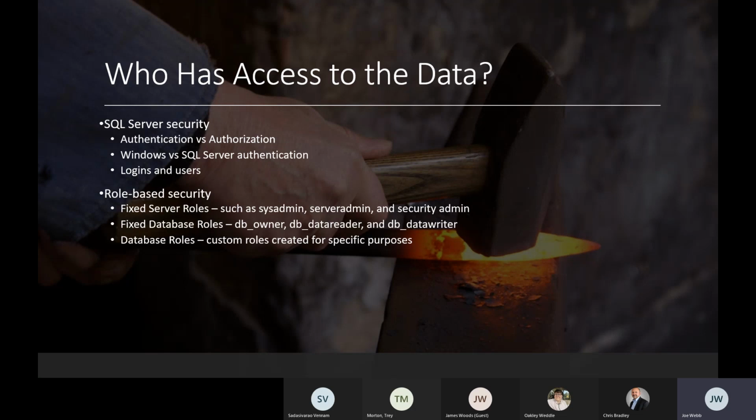It's important to understand who is a member of each of those roles and when someone was added or removed from those roles. Fixed database roles, similarly, are scoped to the database level. Those can be things like who owns the database, the db_owner group, db_datareader and db_datawriter. There are other roles as well, and we can create our own specific roles to help us manage the security inside of a database.